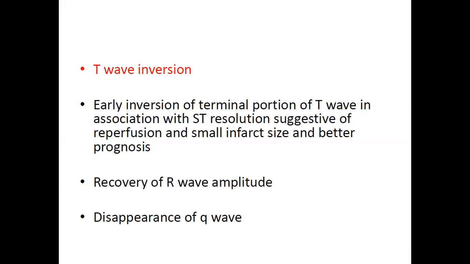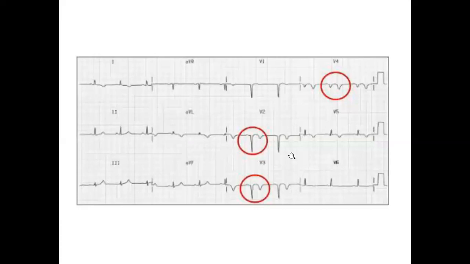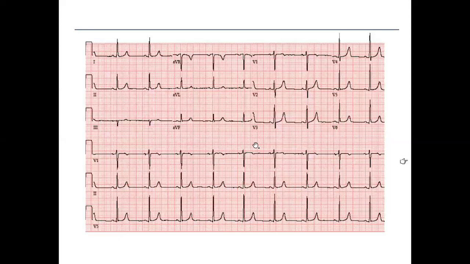Third is recovery of R wave amplitude. Normally, we see poor R wave progression in case of myocardial infarction, as well as in case of anterior wall MI. So I'll show you an example here.